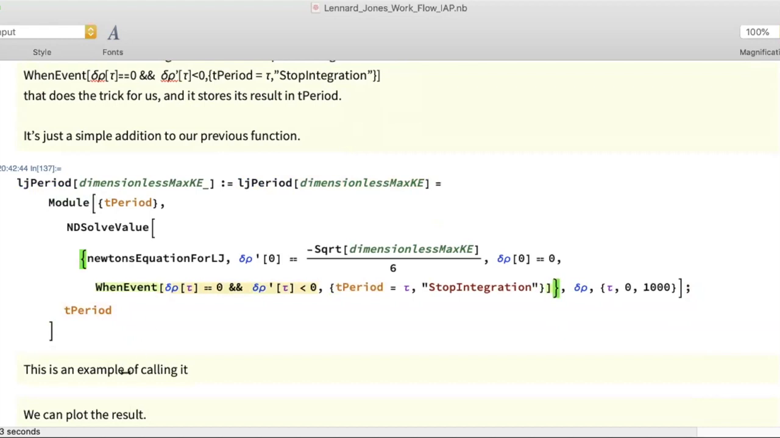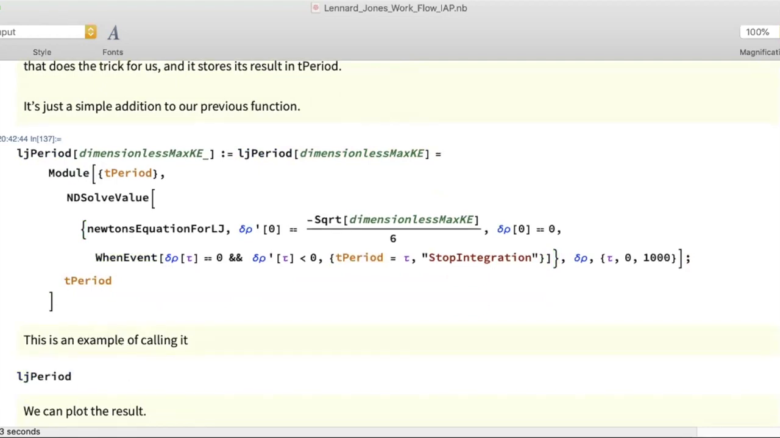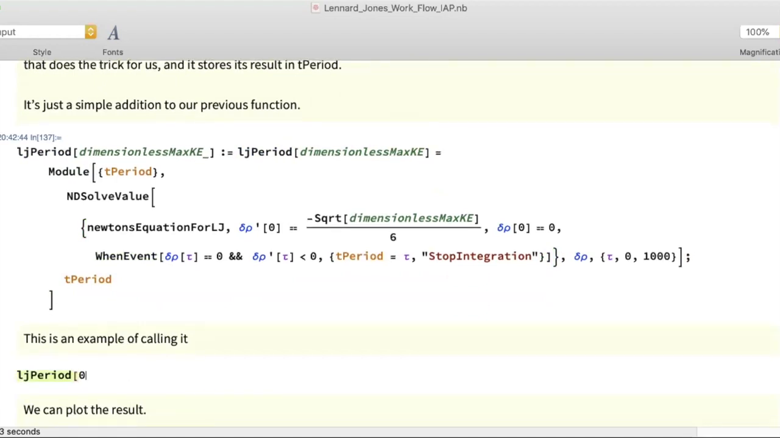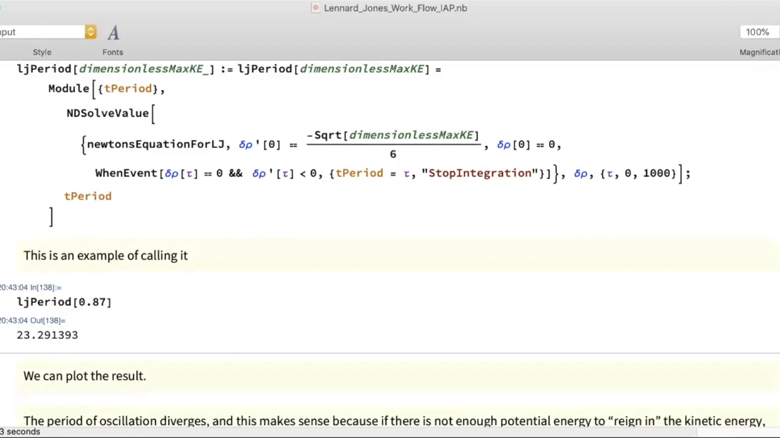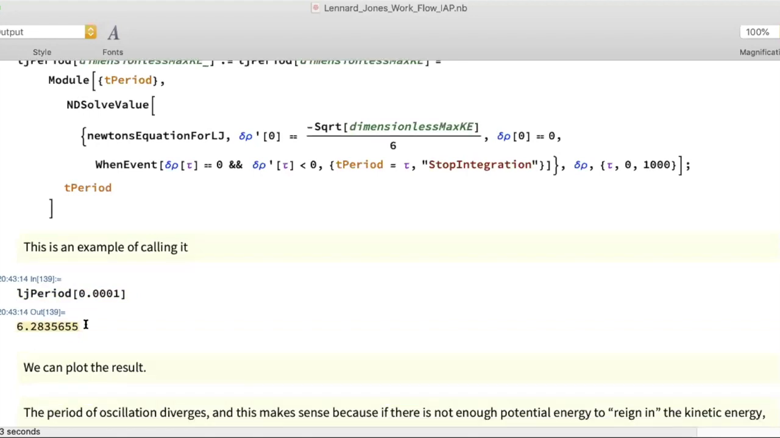Right, so here's an example of how we would call it, LJ period. We might want to know what the period is for a relative kinetic energy of 0.87. And it tells me my period is this. It may be interesting to look at the period for a very small displacement. And that looks very much like 2 pi. And so that makes me feel pretty comfortable that in my normalized system, which can be approximated by the harmonic approximation, is giving me a period of 2 pi. And so that makes me feel pretty good that what I've coded is correct.